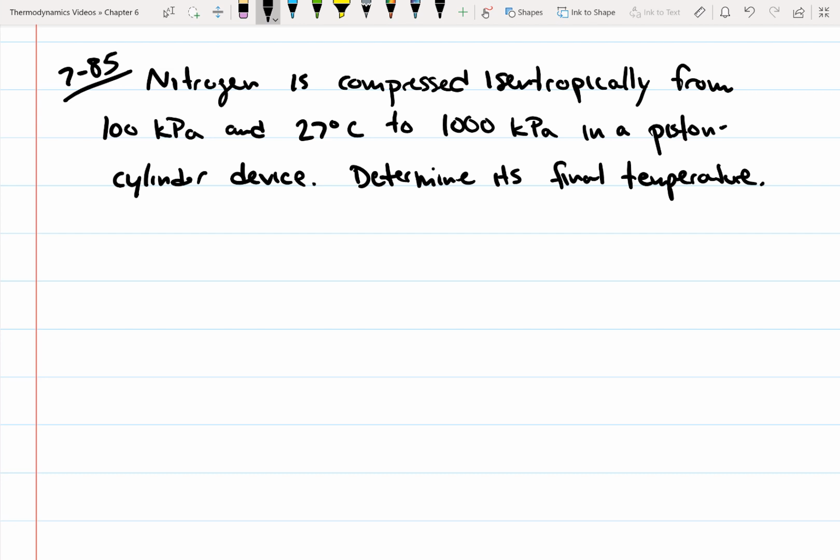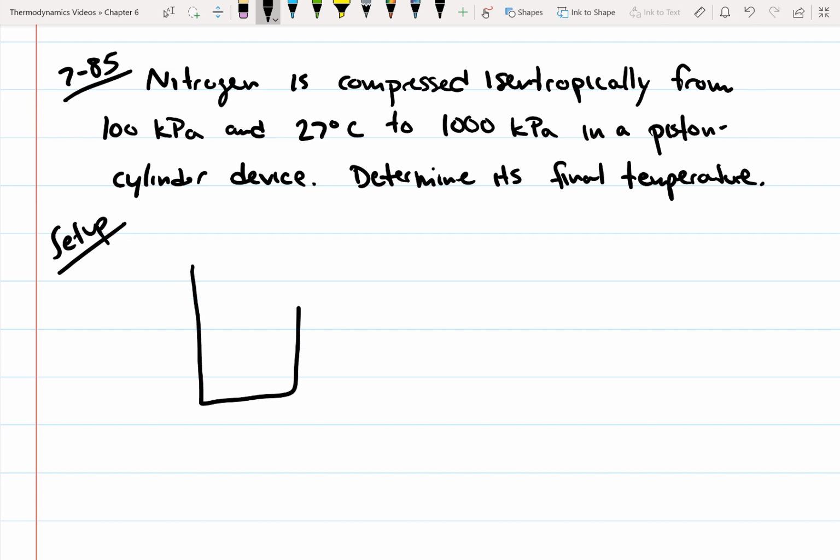Nitrogen is compressed isentropically from 100 kilopascals and 27 degrees Celsius to 1000 kilopascals in a piston cylinder device. Determine its final temperature. So let's start with our setup.